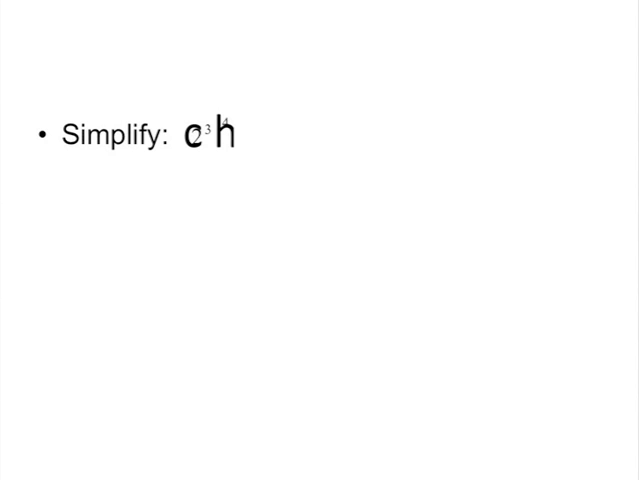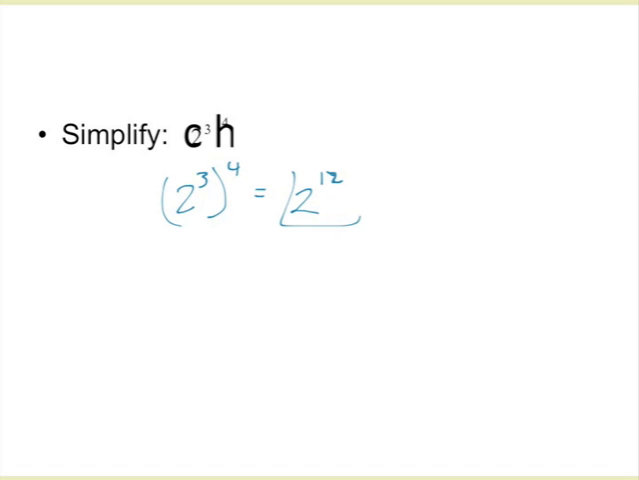Okay, so my examples also have weird font things going on. But this says 2 to the 3rd to the 4th. So we're applying that power to a power rule, and what do we do for power to a power? Multiply them. So I get 2 to the 12th.